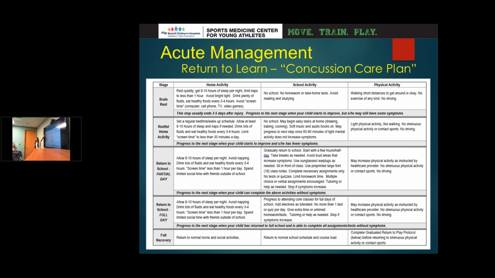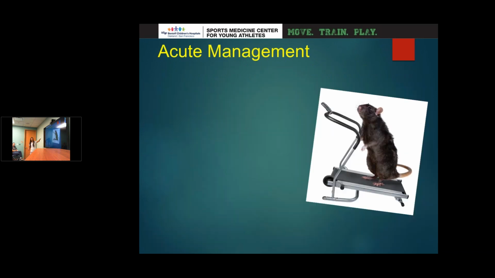So this is an example, and I think we have some handouts for you, of a return to learn. This is a concussion care plan that we put together, but essentially it talks about examples of brain rest, rest from home activity, return to school, partial day, full recovery, okay? And we actually have examples of this on the CIF website too. For you coaches, CIFstate.org has some concussion stuff on it. And anyone can get on it, CIFstate.org.